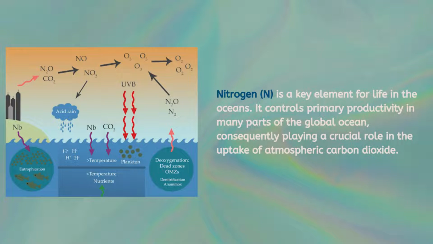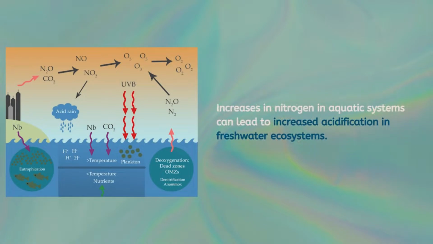Elevated atmospheric carbon dioxide acidifies seawater, decreasing pH-dependent nitrogen cycling processes such as nitrification and enhancing nitrogen gas fixation. Increases in nitrogen in aquatic systems can lead to increased acidification in freshwater ecosystems.